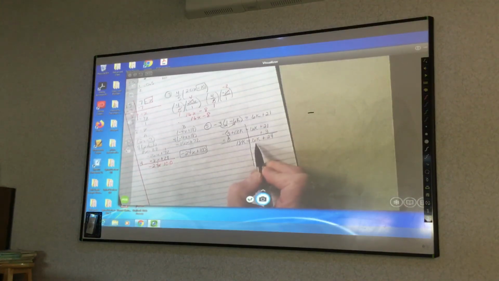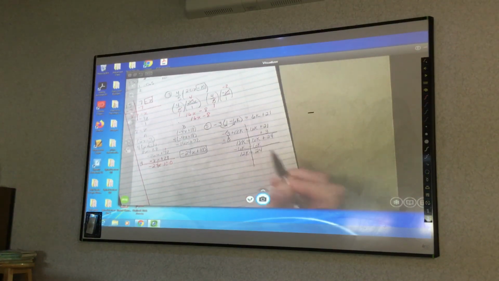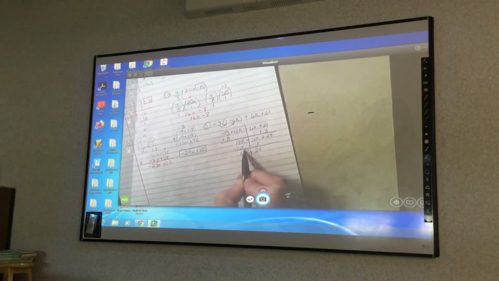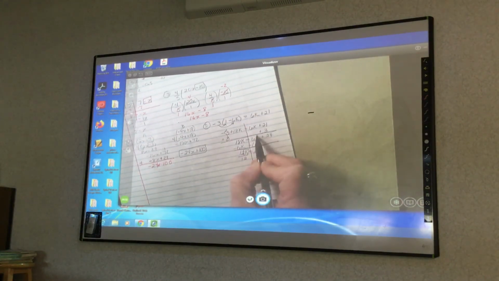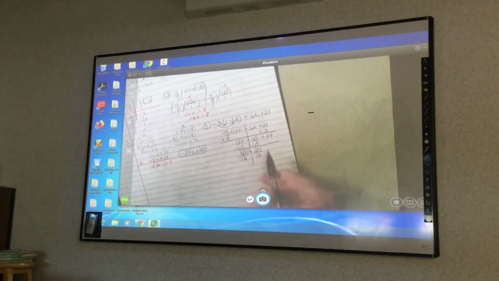Now I'm going to move the 6k over here. So if that's a positive, it's going to become a negative 6k, and 18 minus 6 is 12k equals 24. Then I'm going to box up that k and divide by 12 on both sides to cancel. Those cancel, these cancel. So k equals 2.